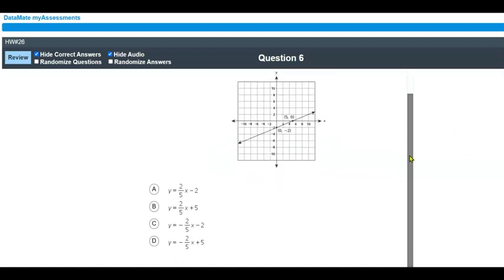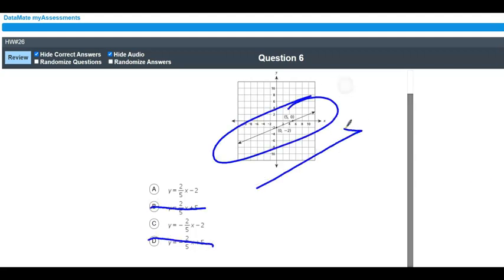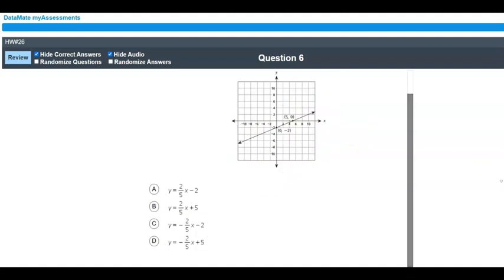In this one, we're going to do the same thing. So I see here that the y-intercept is -2. So that means these are out. The next thing I see is my line is going uphill. Well, that means that this is out, because that has a negative slope. So that must mean that A is the only right answer.